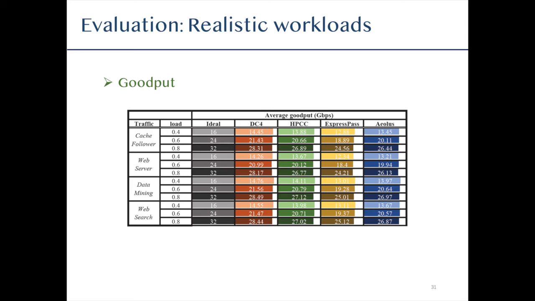This figure shows the average goodput of DC4, HPCC, ExpressPass, and ILS under different traffic with various target loads. The ECN-based credit rate control and speculative probe allow DC4 to mitigate credit waste and the first RTT bandwidth waste, making its average goodput the closest to the ideal.